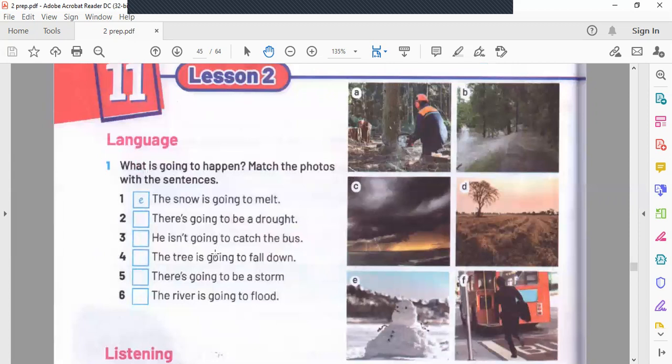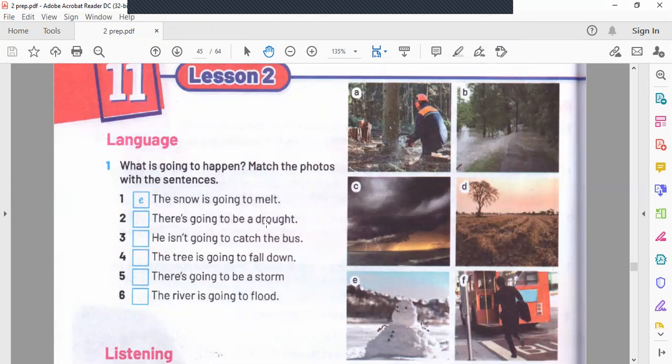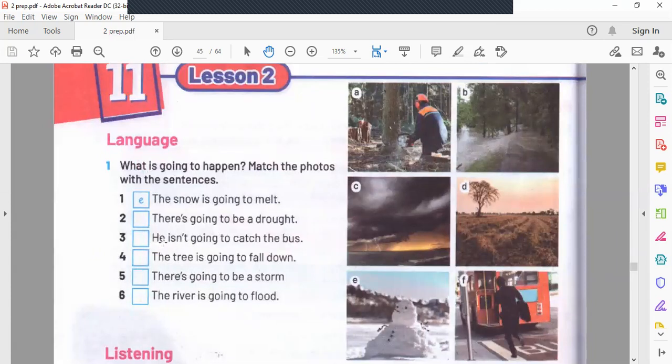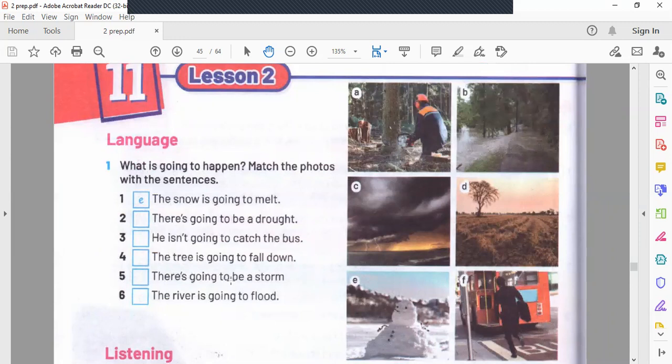So we are going to match now. The snow is going to melt. It's picture E. There is going to be a drought. Picture D. He isn't going to catch the bus. Picture F. The tree is going to fall down. Of course, A. There is going to be a storm. Picture C. The river is going to flood. Picture B. Okay.